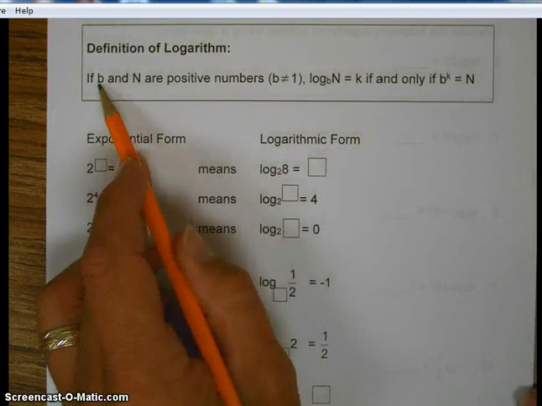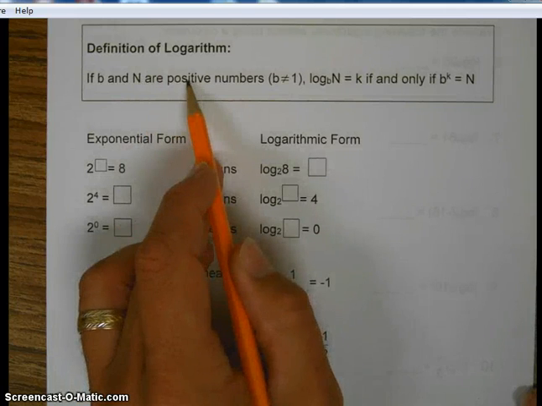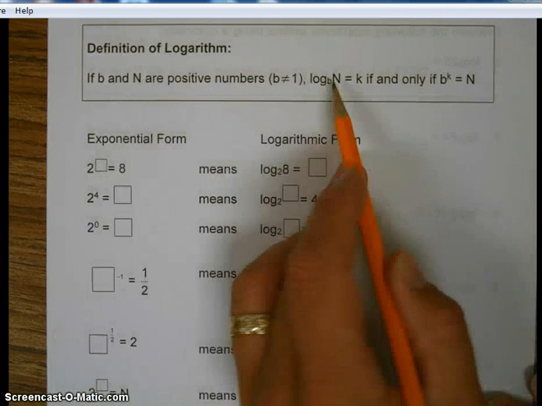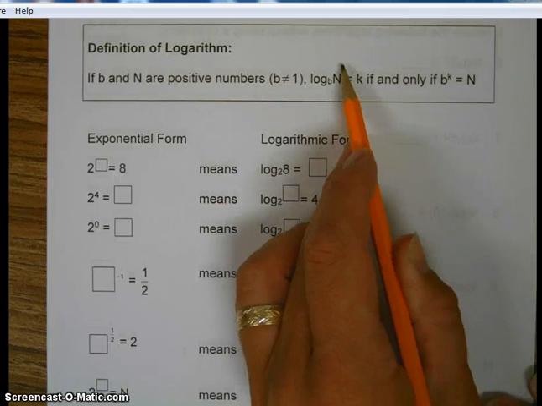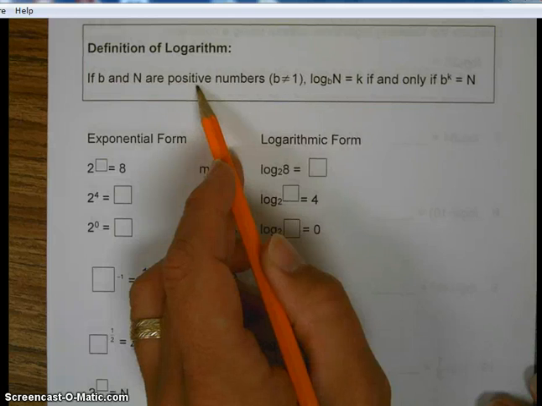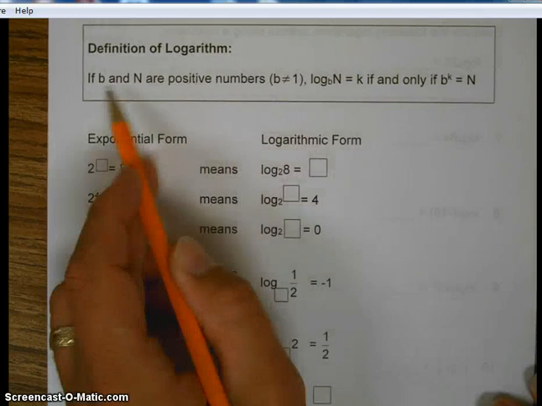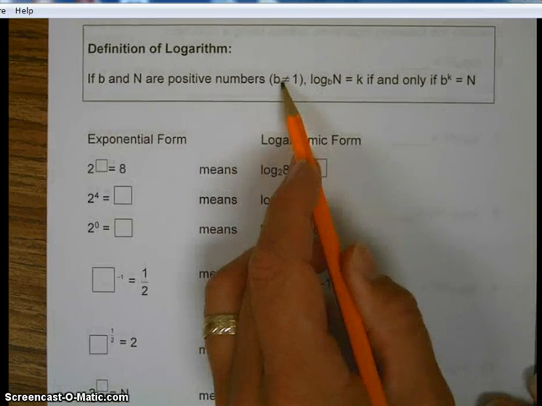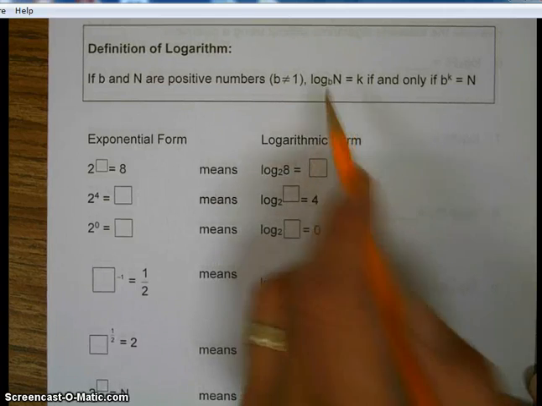Now notice that b and n are positive numbers. If you'll remember from yesterday's class, when n was negative, we got a non-real answer, because n needs to be a positive number. Also, b cannot be equal to 1.